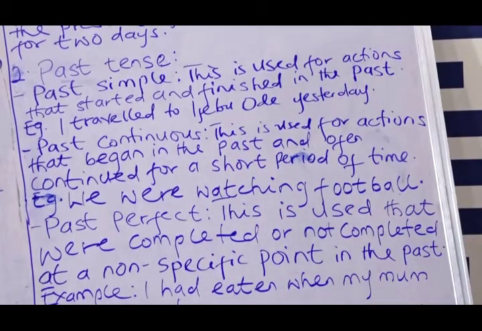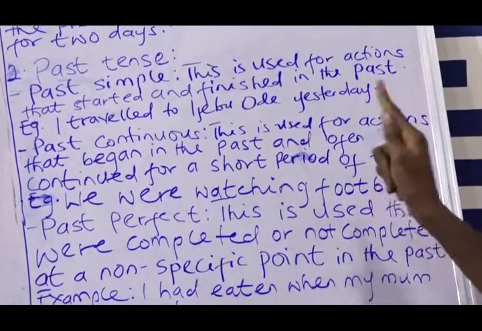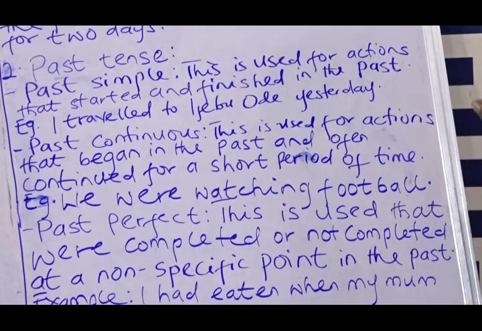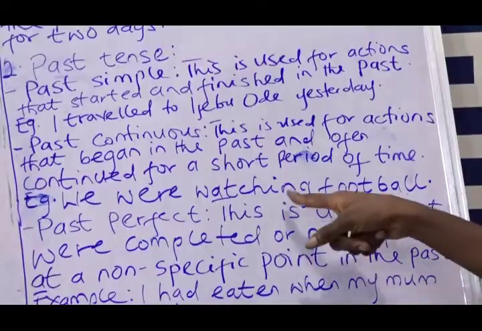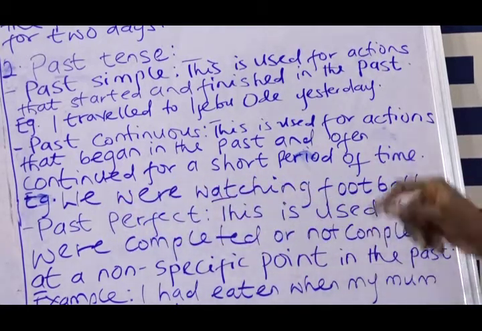Now, past continuous. This is used for actions that began in the past and often continued for a short period of time. Now, don't get confused. This action started in the past, but continued for a short period of time in the past. Now, an example is, we were watching football.